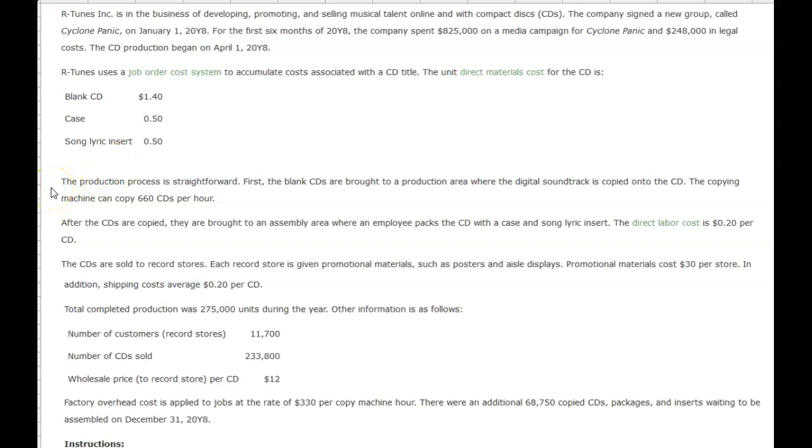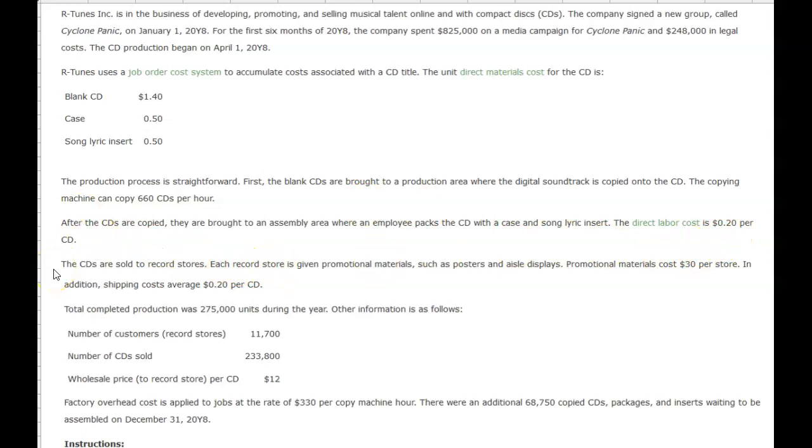The production process is straightforward. First, the blank CDs are brought to a production area, and the digital soundtrack is copied onto the CD. The copying machine can copy 660 CDs per hour. After the CDs are copied, they are brought to an assembly area where an employee packs the CD with a case and a song lyric insert. The direct labor cost given here is 20 cents per CD.